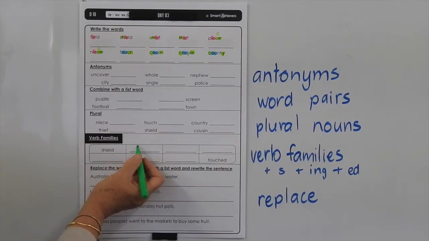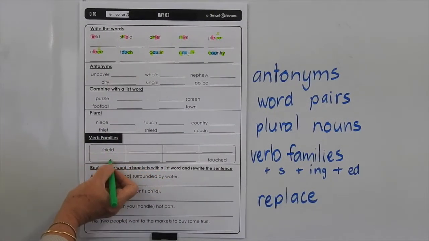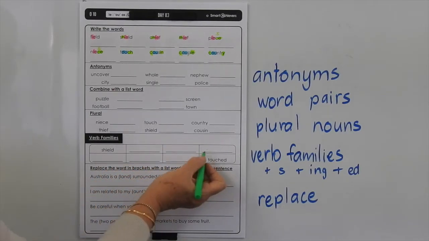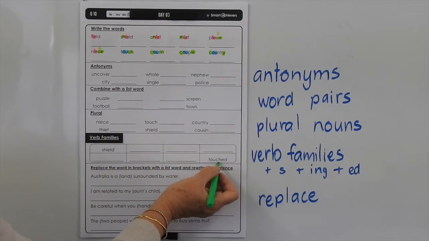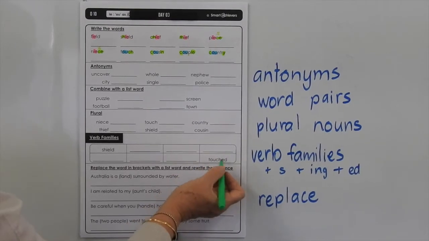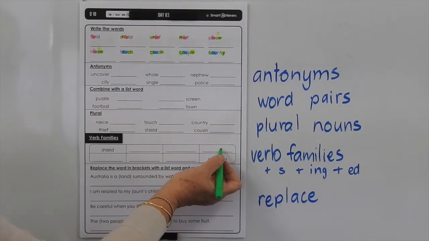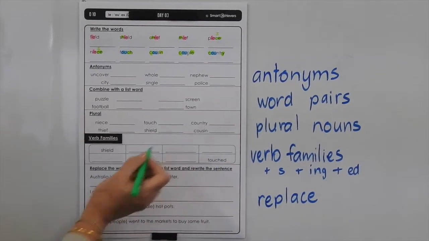Verb families, here you're adding the S, you've got the base word here, you're adding the ing, and here you're adding the ed for the end. So ed can make those three sounds, id, d, t, but you know you're writing ed.